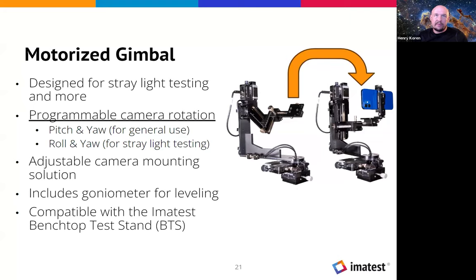The roll and yaw configuration is what we recommend for the stray light testing. The trick is to get the entrance pupil of your camera to not move outside of the beam as you rotate this thing. So you might get a device holder such that the center point of the gimbal and your entrance pupil position are aligned with each other. That is really the trick here. This also has a goniometer for leveling, and it goes on that benchtop test stand as well as our motorized test stand.